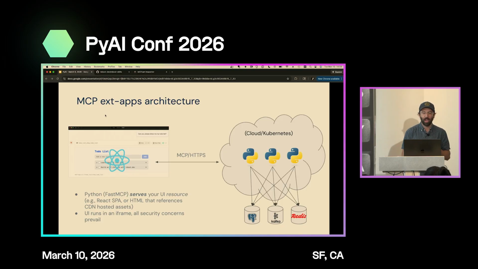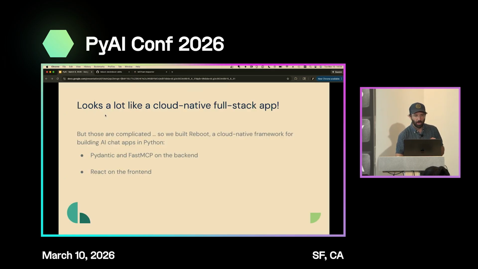The UI itself runs in an iframe, so all the security things that need to be considered still exist there, and there's stuff that will get sorted out. Okay, so it looks a lot like a cloud-native full-stack app, is what a chat app looks like. And as it should be clear from my background, that's where I've spent a lot of my career. But those are complicated, right? There's a lot of things to think about.